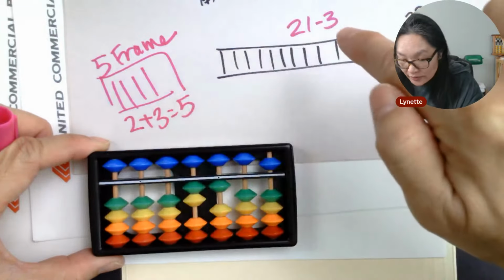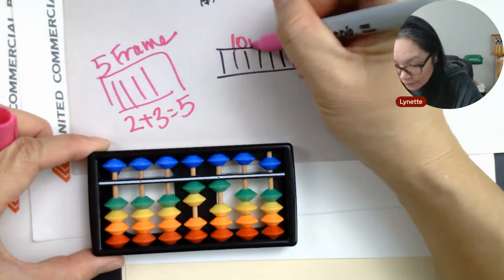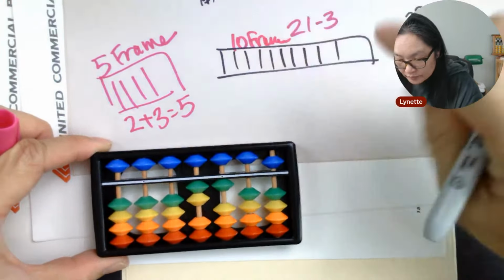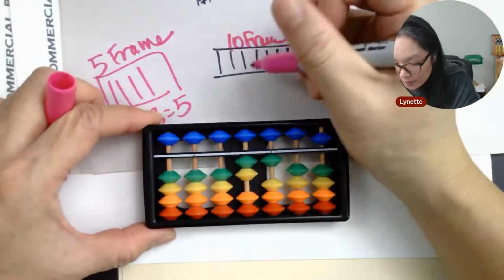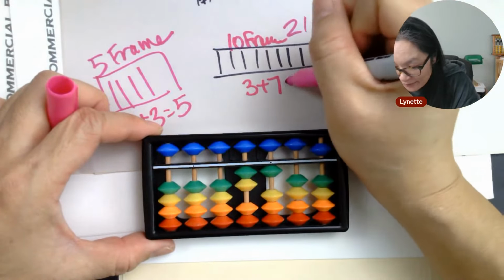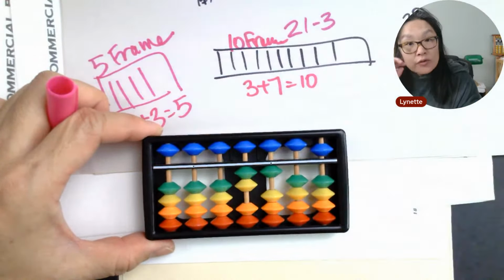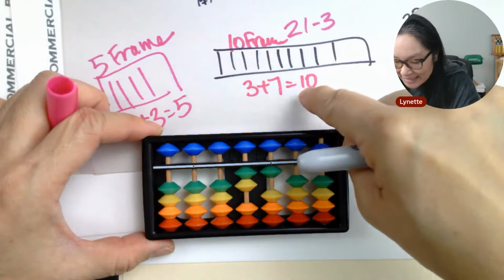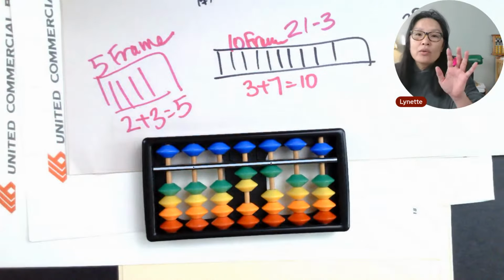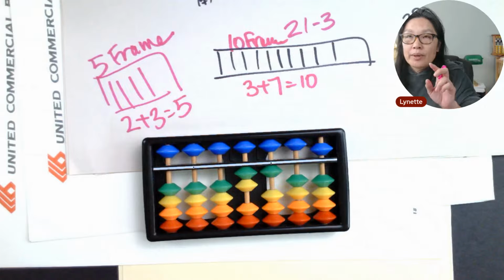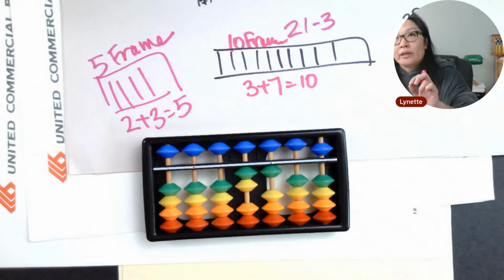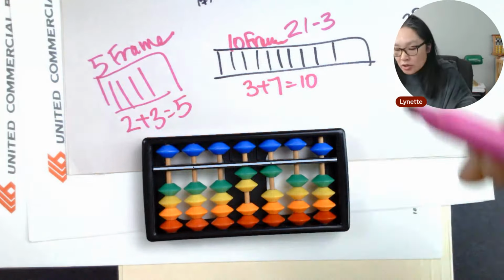So the next thing we have to do is the 10 frame building block. So what is the 10 frame? Well, remember 3 plus 7 is equal to 10. So if 3 plus 7 is equal to 10, I need to take away the 10. So now we're going into regrouping. But in abacus, we don't call it regrouping. We just use the formula.